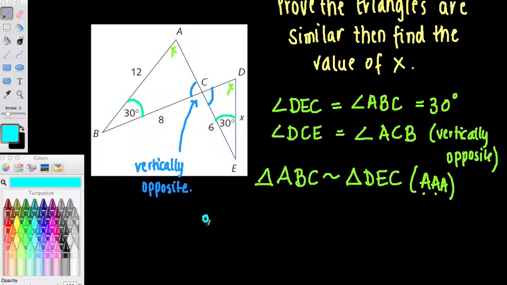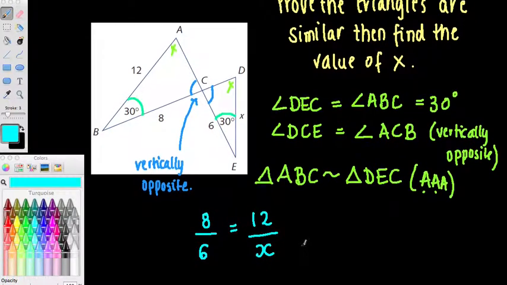So what this means is this side over 6 must be equal to the ratio of the other two sides shown. So I've got the 12 here, and I've got x, don't I? So this must be equal to 12 over x. There we go.